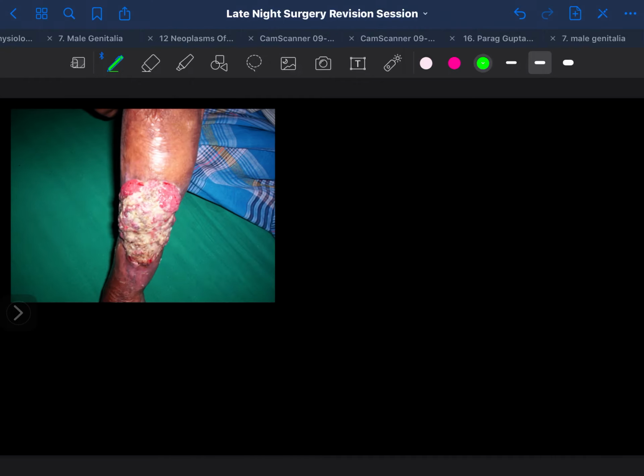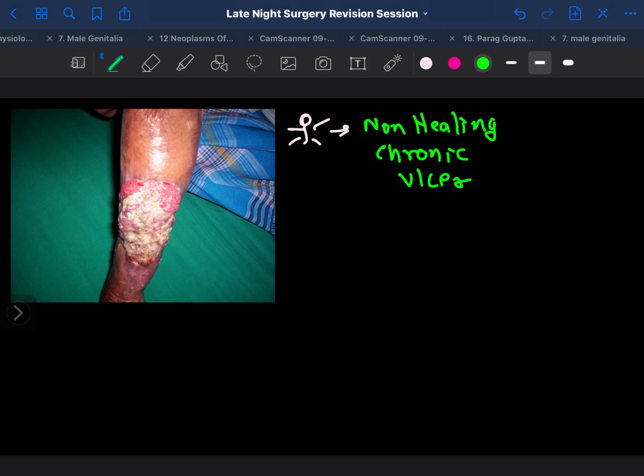Okay, guys, the next question I have for you is, let's say there is a patient who is coming to you with an ulcer like this. The patient is giving you the history that this particular ulcer is a non-healing chronic ulcer. It means that it has not healed for more than 3 months. More than 3 months have gone, and still the patient's ulcer has not healed.